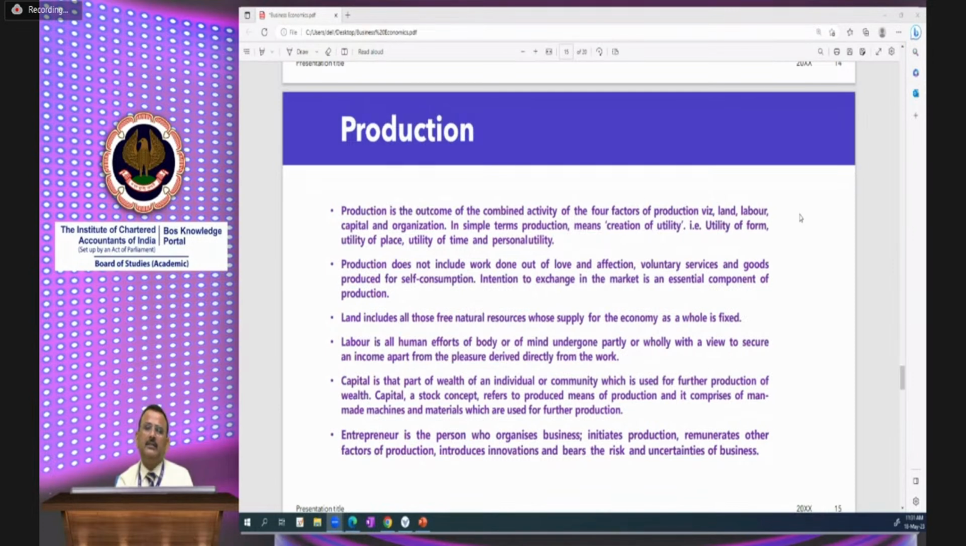Then there's returns to scale: increasing returns to scale and decreasing returns to scale. Although the detailing has not been given in your syllabus, only the distinctions, you need to understand the distinction between returns to scale and the law of variable proportions.